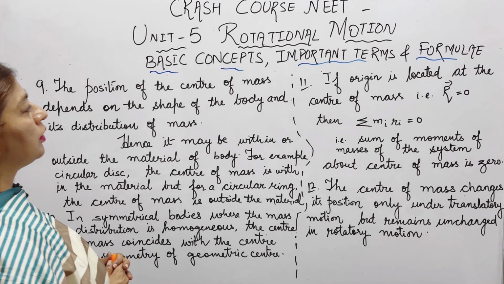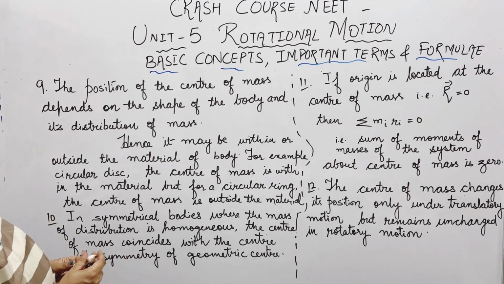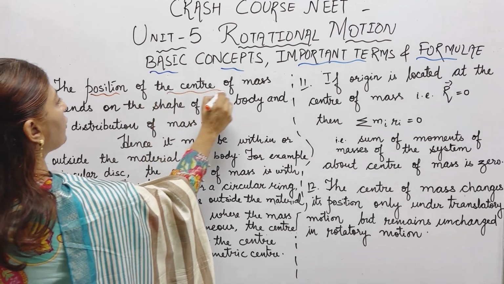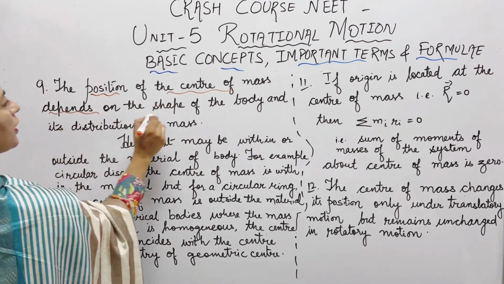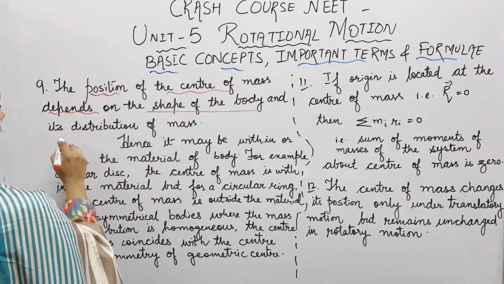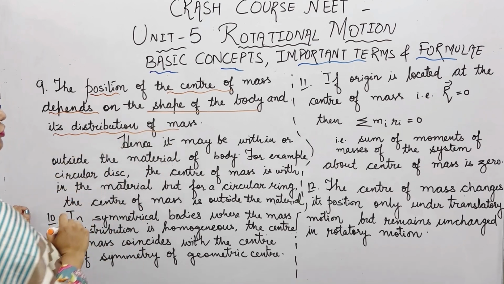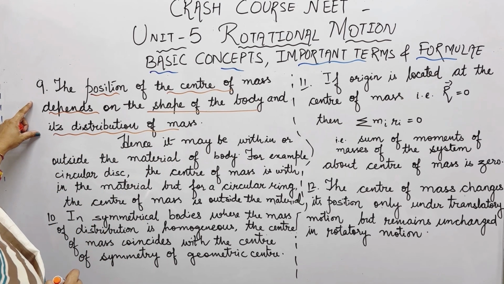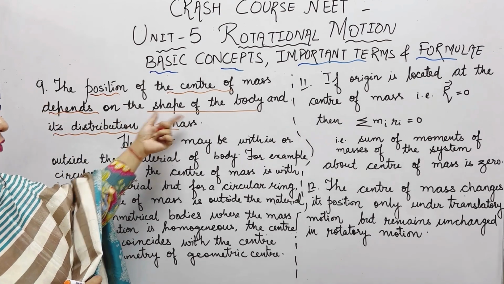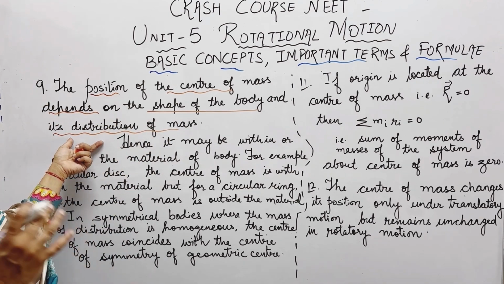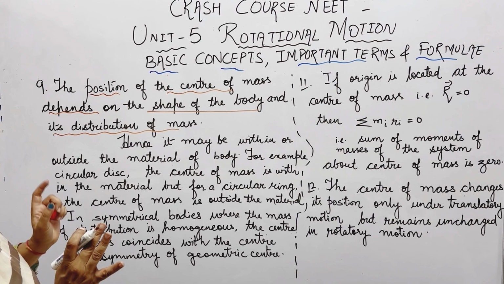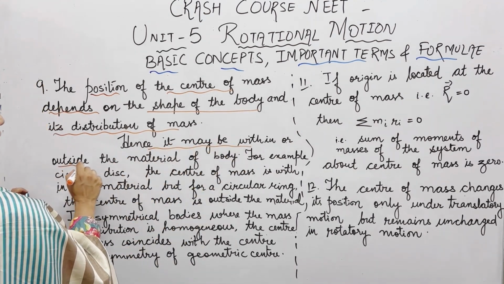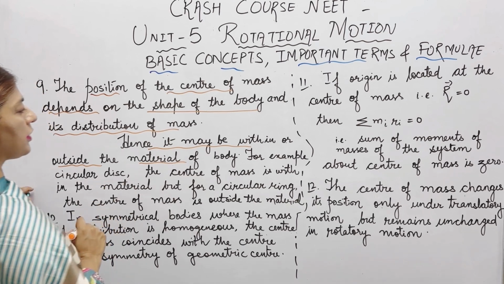Here are a few important concepts about the center of mass. The position of the center of mass depends on the shape of the body and its mass distribution. These are the two important things that decide the center of mass. One is the shape of the body, and second is how the mass distribution is. Hence it may lie inside or outside the material.